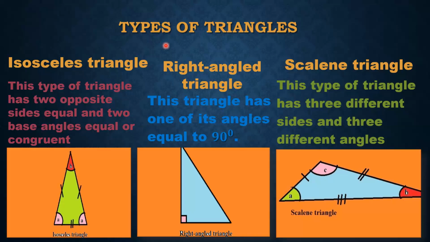We have also talked about the right angle triangle, because one of its angles, one of its interior angles, is equal to 90 degrees. That is why we call it a right angle triangle. Then the last one that we talked about here is the scalene triangle. This type of triangle has three different sides and three different angles.